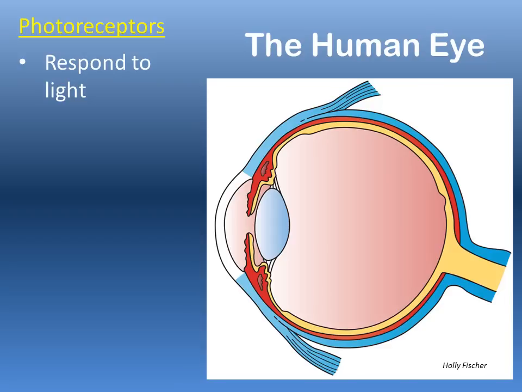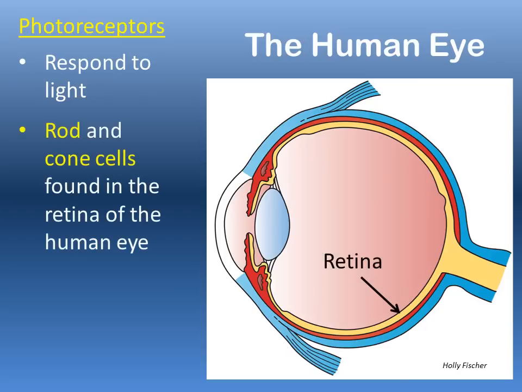The human eye is an example of a sense organ that uses photoreceptors, or sensory receptors that respond to light. Those photoreceptors are the rod and cone cells that are found in a layer of tissue called the retina of the human eye. We'll get to the retina in a moment, but first let's take a look at the anatomy of the human eye.